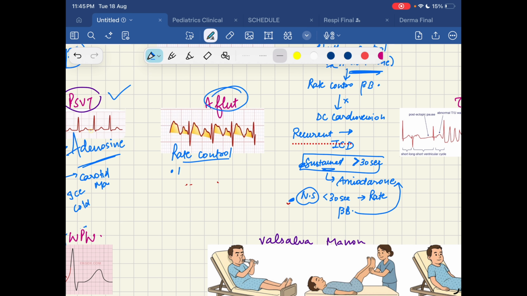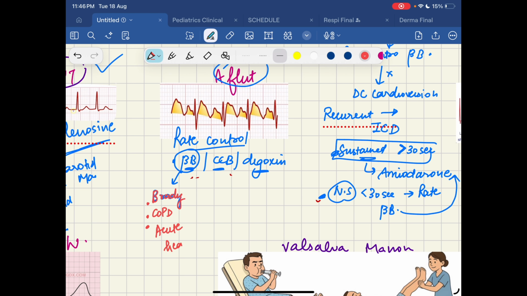So a beta blocker is always contraindicated if the patient has bradycardia, or if the patient is a known case of COPD, as it can worsen that, or if there is some acute heart failure. In such cases, you are going to go for digoxin. So digoxin is the drug of choice when there is acute heart failure or COPD, because these are the contraindications for beta blockers and these are the indications for digoxin. In the other cases, you can go for a beta blocker or a calcium channel blocker.